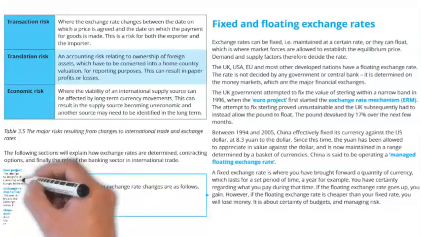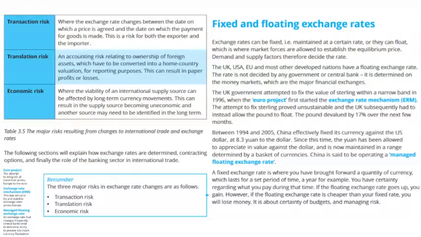There are three major risks resulting from changes to international trade and exchange rates as outlined in Table 3.5. Transaction rates, where the exchange rate changes between the date on which a price is agreed and the date on which the payment for goods is made. This is a risk for both the exporter and the importer.